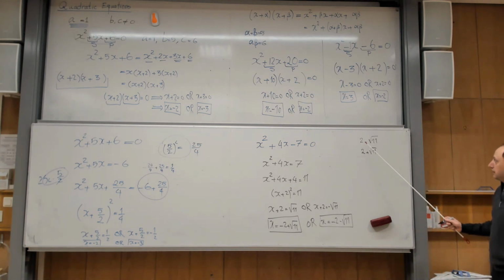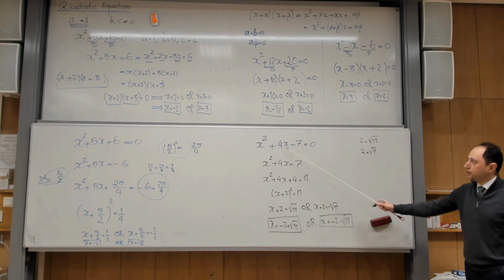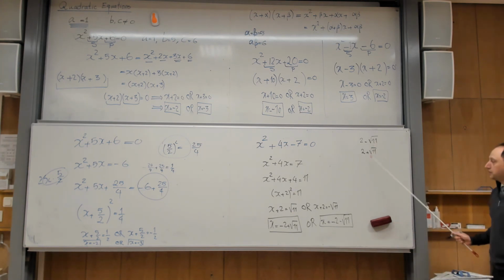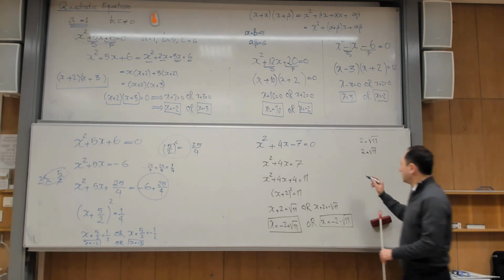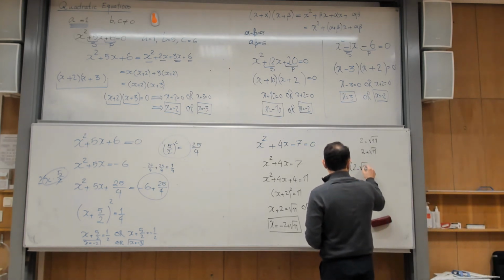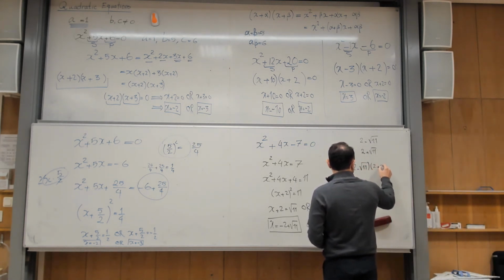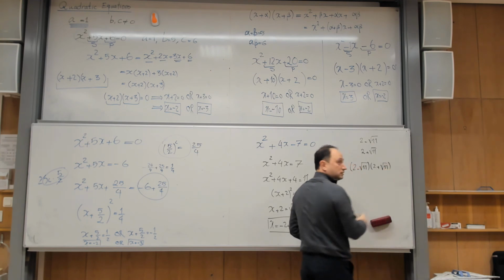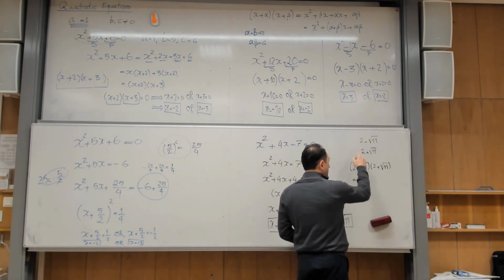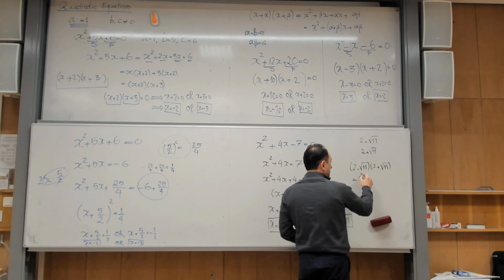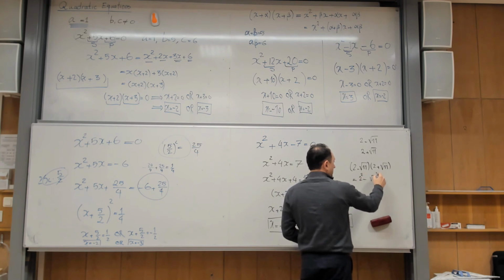Let me check. What is the sum of this number and that number? If I add them, this is gone, this becomes 4. So the sum of these numbers is indeed 4. But what is the product of these numbers? Let us multiply. What pattern do you detect now? The conjugate pattern. So the answer becomes the first one squared minus the second one squared.